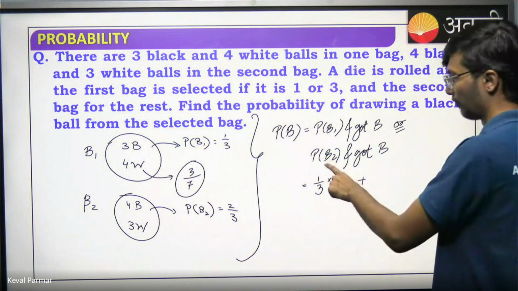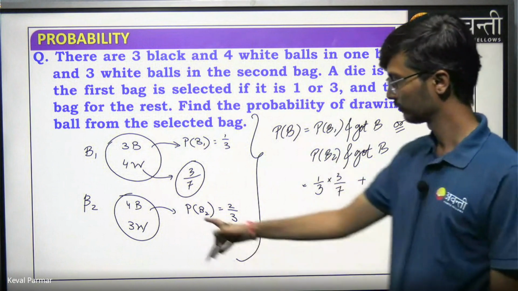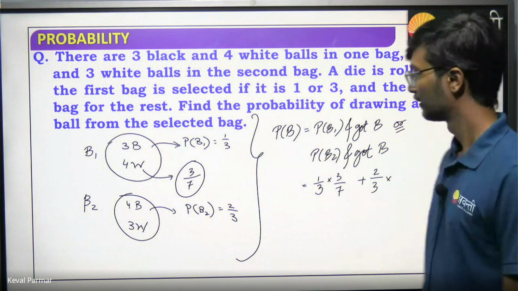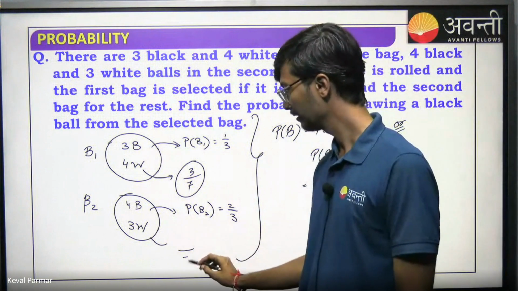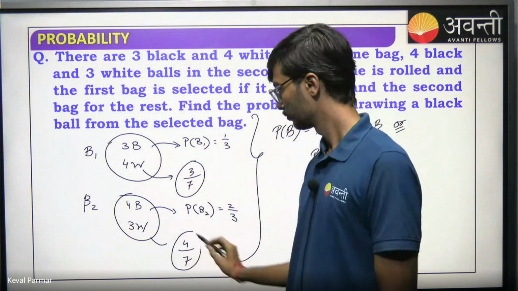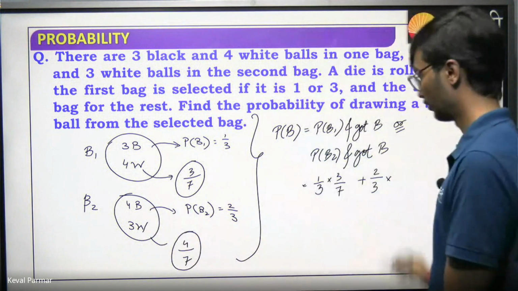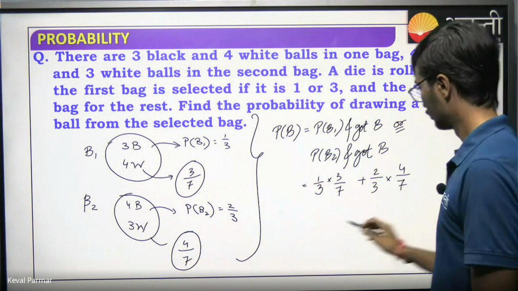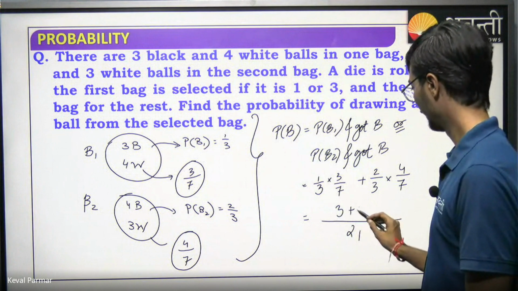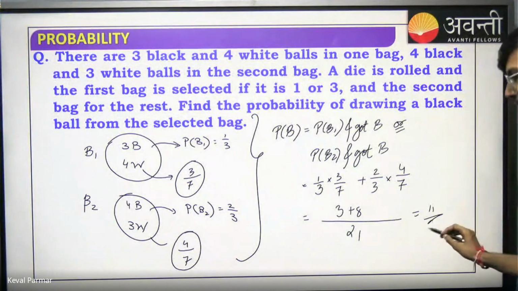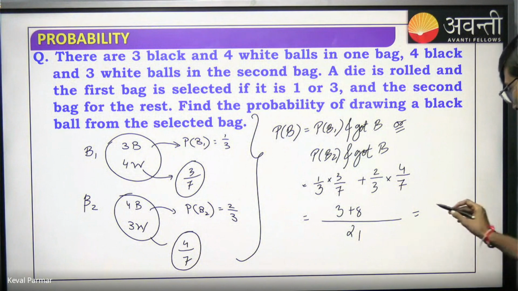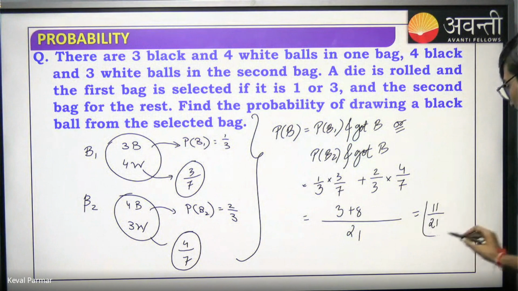Or the probability of selecting bag 2, which is 2 by 3. And from here, how many total balls are there? 7. How many black balls? 4. So getting a black ball from bag 2 is 4 by 7. So what I got is denominator 21, and in the numerator I got 3 plus 8. That means 11 by 21. That means 11 upon 21 is my answer.